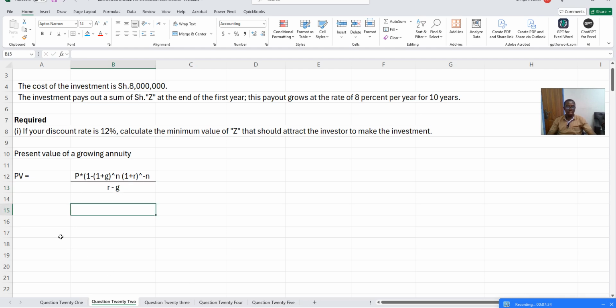So to explain our variables, in this case, PV will simply represent the present value of the investment. So PV will give us, of course, the present value of the investment.